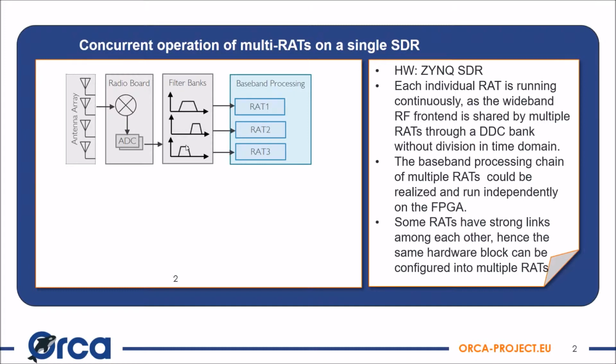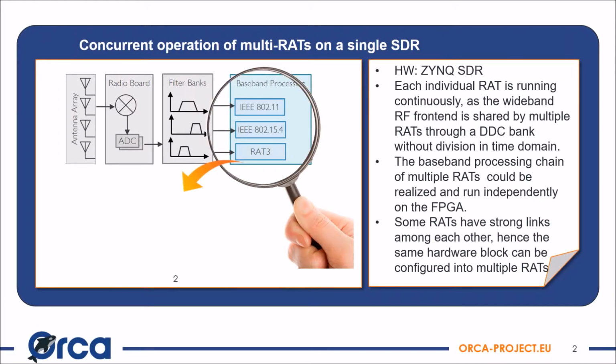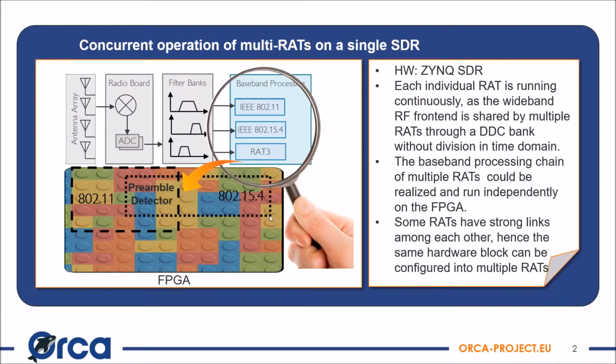The baseband processing chains of the multiple RADs are realized and running independently on the FPGA. Two of the RADs that we already support are the IEEE 802.11 and the IEEE 802.15.4. Some RADs have strong similarities among each other, hence part of the hardware modules can be used in multiple RADs, such as the preamble detector, as shown here, that is used both by the 802.11 and the 802.15.4 technology.